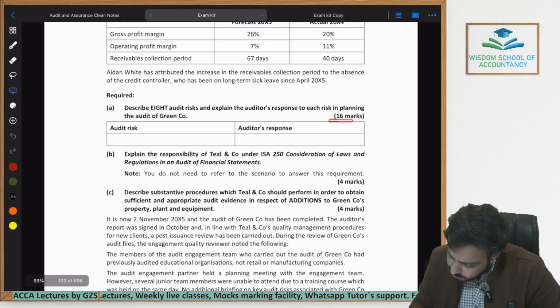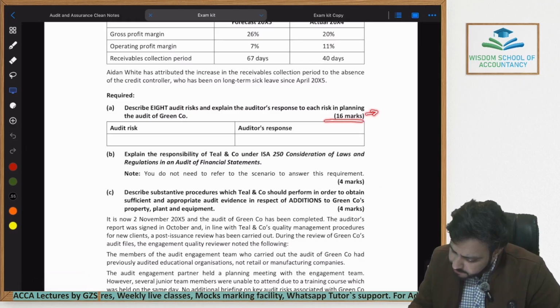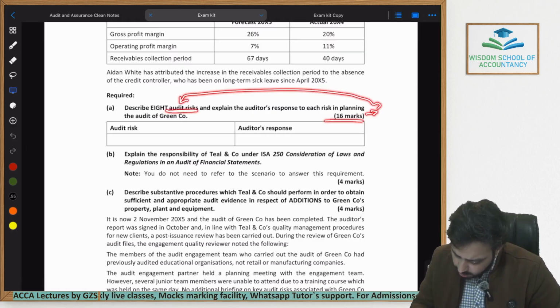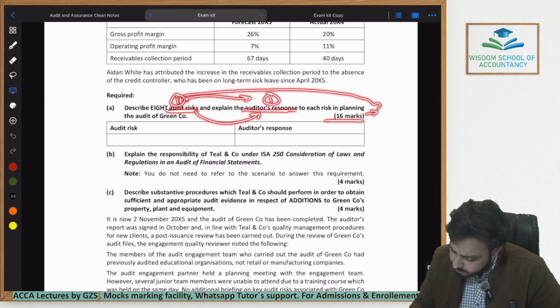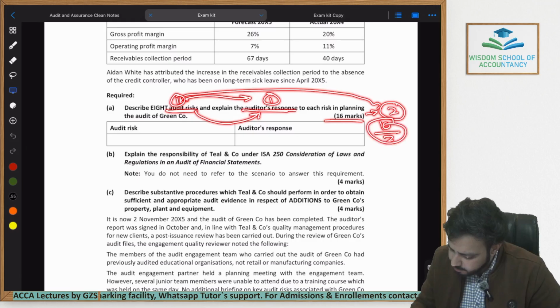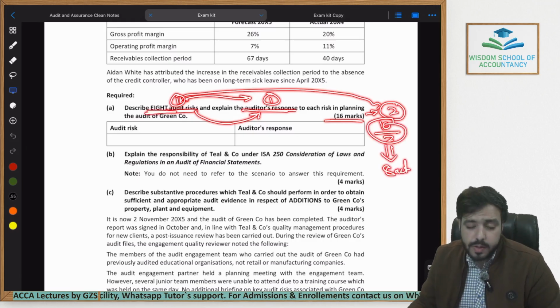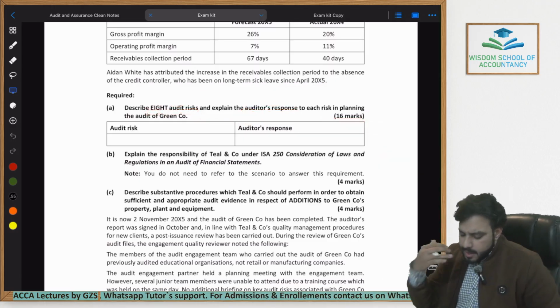Now, this question is for 16 marks, and I told you within the previous lecture that for every single risk that you identify and write down within the audit risk section, and every single response you give to it, you will get 1 mark each. So in total, for one risk, you will have 2 marks. So 16 divided by 2, you will have to write down 8 audit risks, and the examiner has also mentioned that you have to write down 8 audit risks. Let's move towards the question.